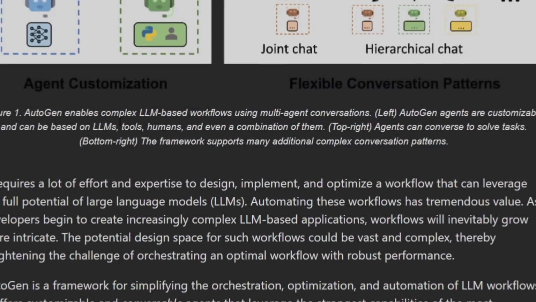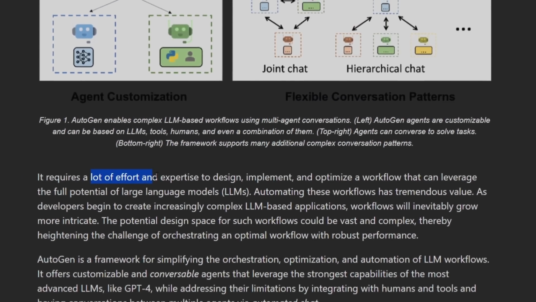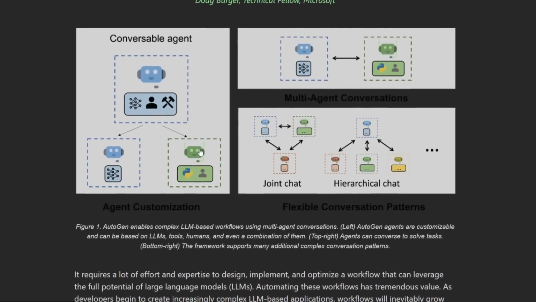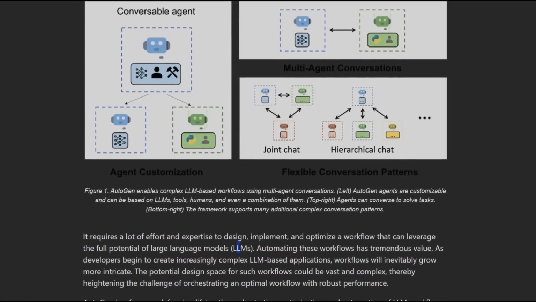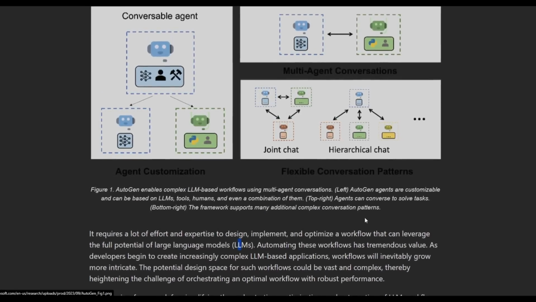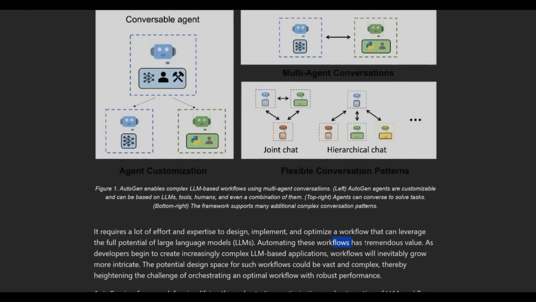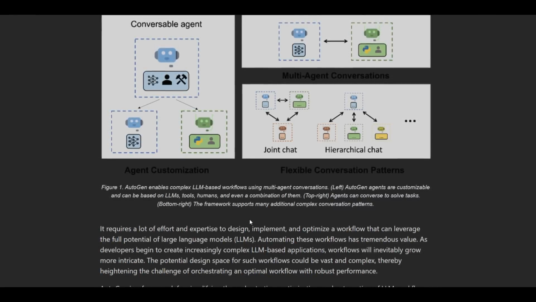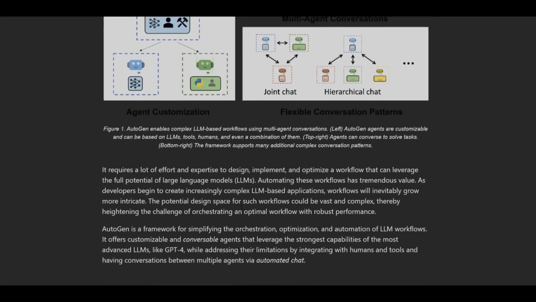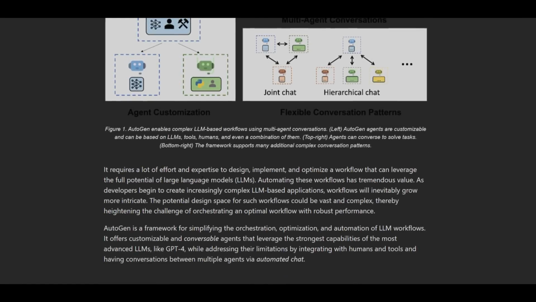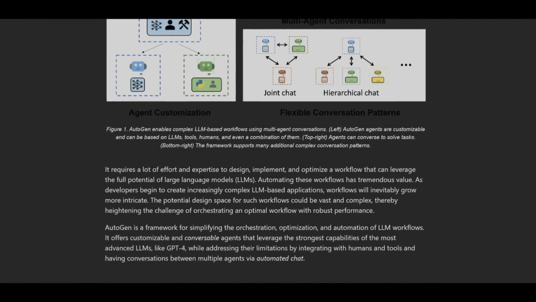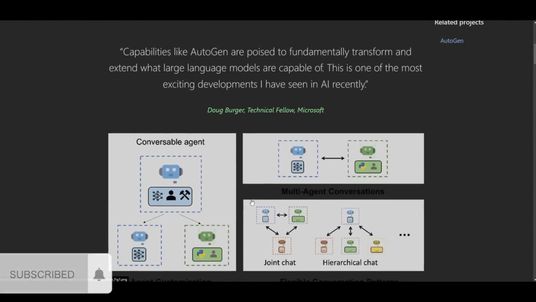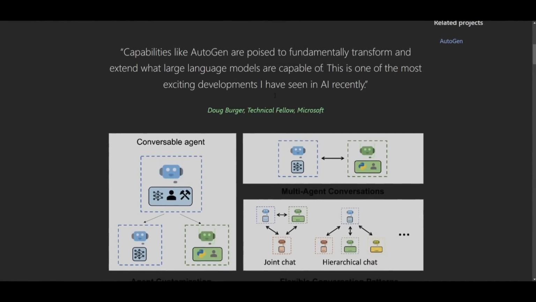Now, on their blog post, they have even stated that it requires a lot of effort and expertise to design, implement, and optimize these different types of workflows that leverage the full potential of large language models. So what they have done is release AutoGen, and it basically automates these workflows, saves so much time, reduces a lot of errors, and focuses on higher level tasks. But in the gist of explaining this, AutoGen serves as a framework that simplifies the orchestration, optimization, and automation of large language model workflows. This is quite amazing, as we will take a look later on in the video at the true potential of AutoGen.